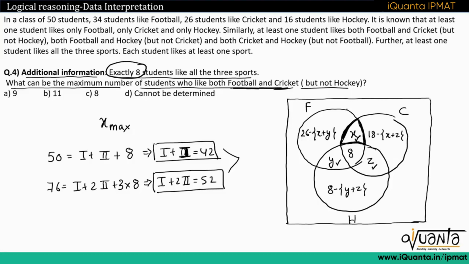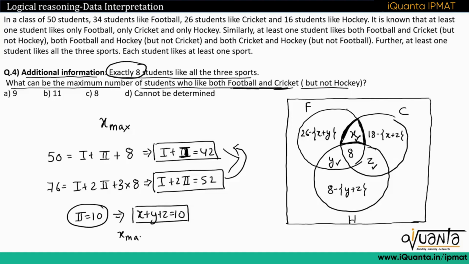We have these two equations involving variables exactly 1 and exactly 2. We can cancel the variable involving exactly 1. So if we subtract equation 1 from equation 2, then we get exactly 2 equal to 10. So exactly 2 can also be written as x plus y plus z. This is equal to 10. We need to maximize x. So definitely we'll have to minimize y and z. Then only we'll be getting the maximum value of x.